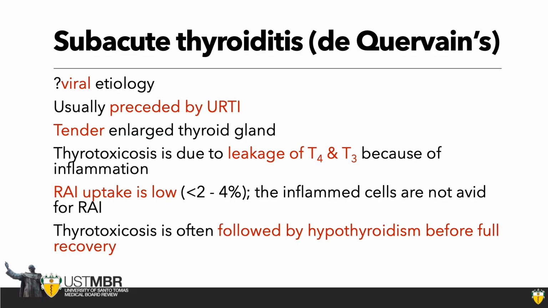The cause of thyrotoxicosis here is not new hormone production. There's leakage of stored thyroid hormone. And in fact, the thyroid gland will shut down for a few weeks. That's why there's a hypothyroid phase of subacute thyroiditis, in which case, because no new thyroid hormone is being produced and the thyroid cells are inflamed, radioactive iodine uptake is going to be extremely low.